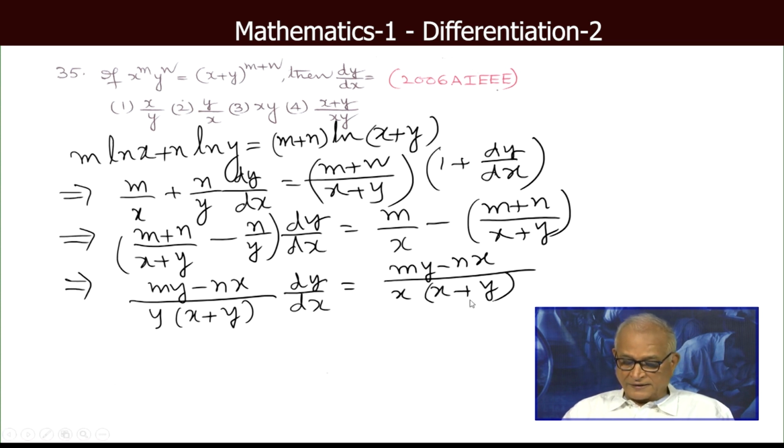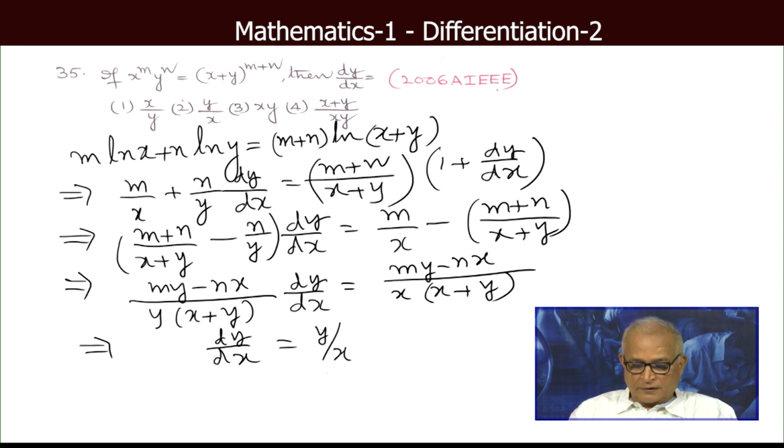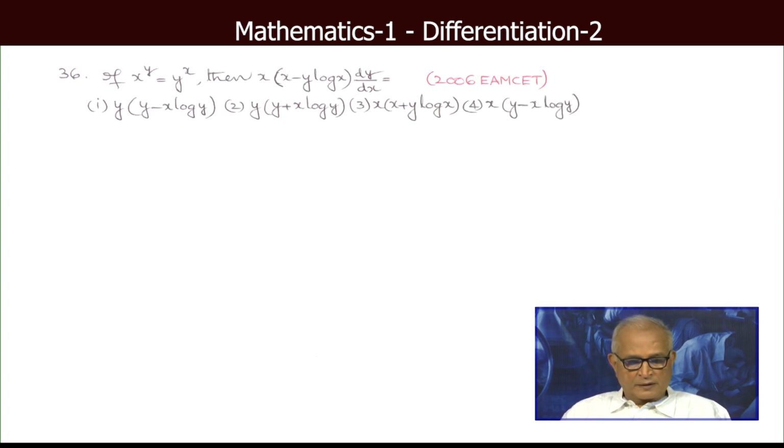Well, (my - nx)/(x + y) can be cancelled, assuming that it can be, so 1/y dy/dx equals 1/x, or dy/dx equals y/x. So, that is the answer, y/x. So, I think the question carries 6 marks in that paper, 2006 EAPCET. Okay, next. Question 36, EAPCET paper of 2006.